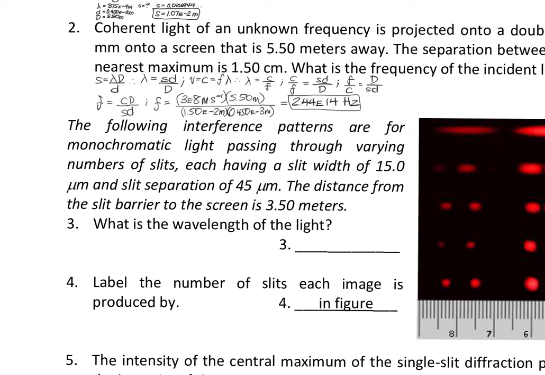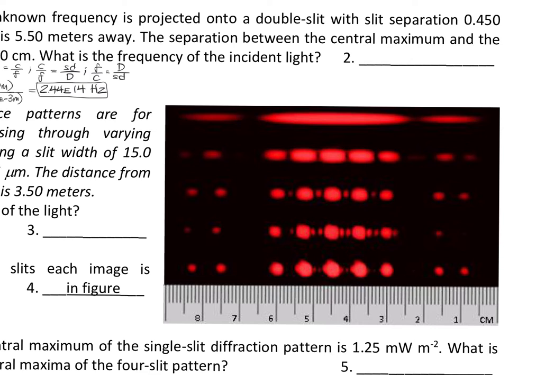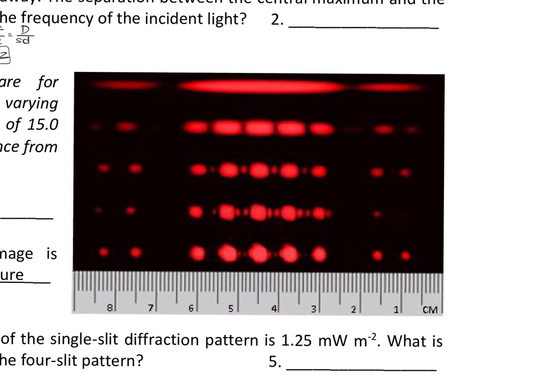That's the separation from slit to slit. The distance from the slit barrier to the screen, that's big D, that does matter. And then the one thing that we are missing is the separation from the central maximum to the first maximum, from the 0 maximum central to the first maximum, but that's why we have this scale down at the bottom of this image.